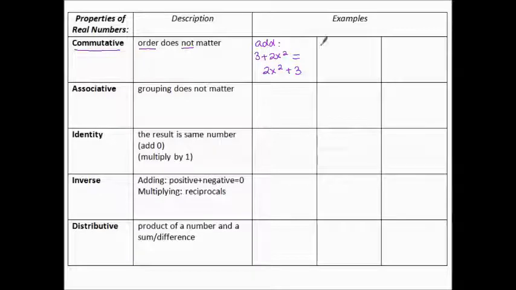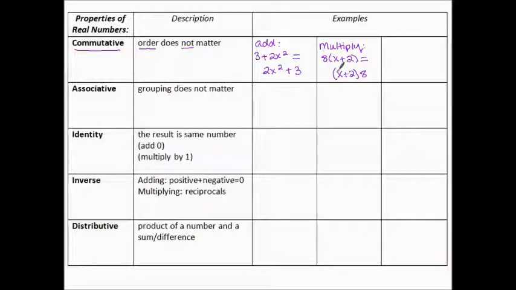If we look at an example for multiplication, we have 8 times the quantity of x plus 2 is the same as the quantity of x plus 2 times 8. Either way, you'll get the same answer. The order does not matter.